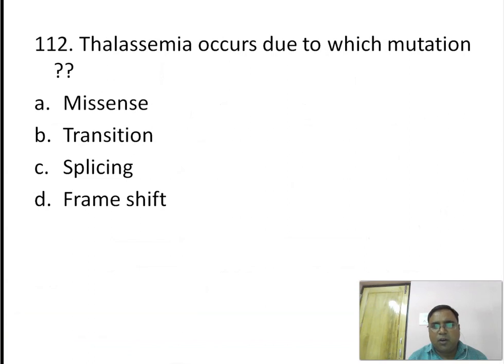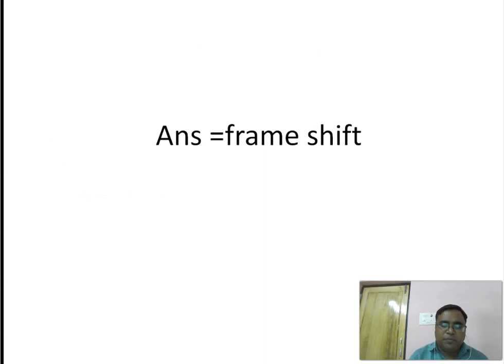Next, thalassemia occurs due to which mutation? Is it missense mutation? Is it transition, splicing, or frame shift mutation? Just for MCQ purpose, we can know the answer is frame shift mutation.